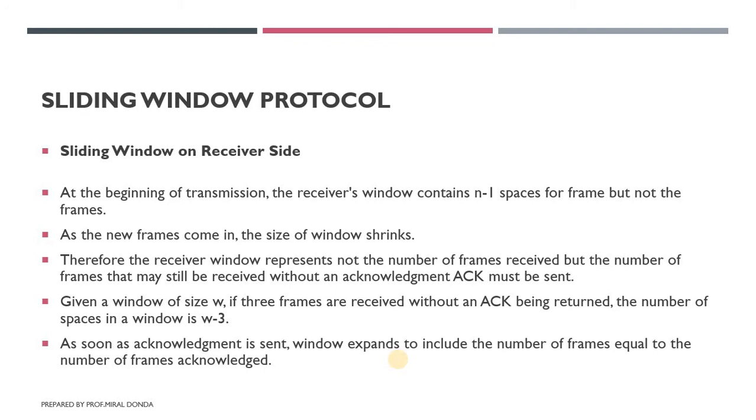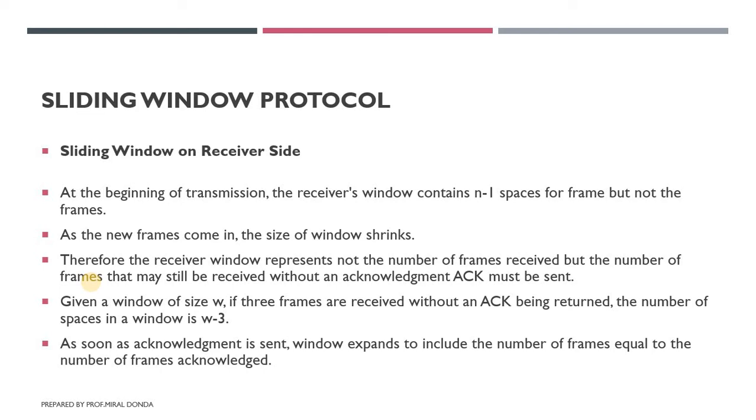Next is the sliding window on the receiver side. At the beginning of transmission, the receiver's window contains n minus 1 spaces for frames, but not the frames. It just contains memory, because it has not received any message. As the message is received, it occupies those frames. As a new frame comes in, the window shrinks because the frame fills it, so the window size shrinks.